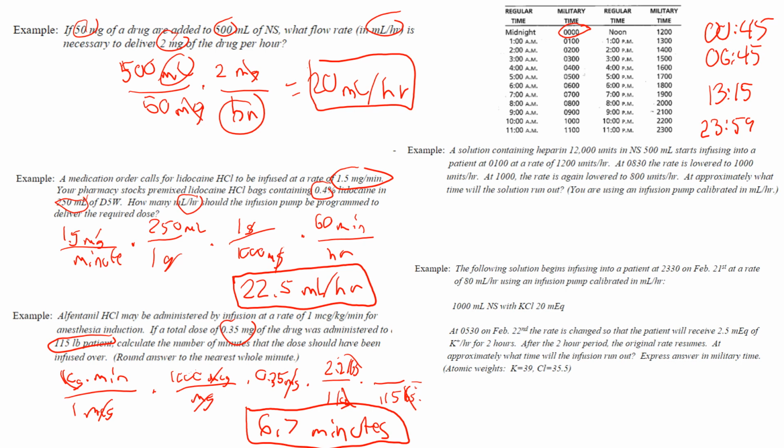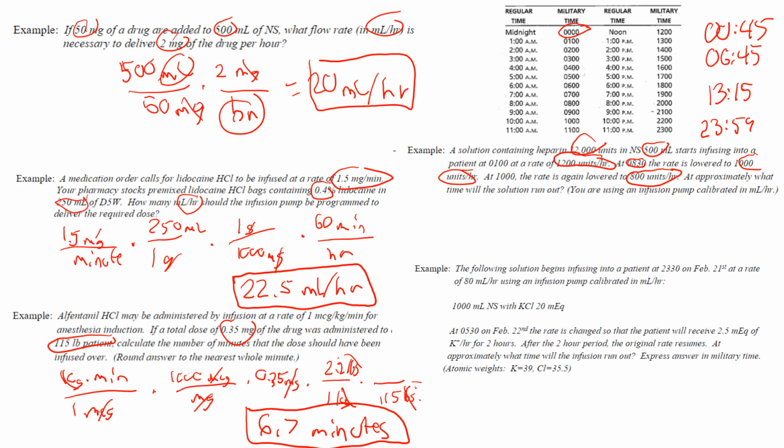So let's just do a few problems with it really quick. 12,000 units heparin in 500 milliliters saline infuses in a patient at 1 a.m. at a rate of 1,200 units per hour. At 8:30, the rate is lowered to 1,000 units per hour. At 10 a.m., the rate is then lowered again to 800 units per hour. Approximately at what time will the solution run out? So these problems, unfortunately, they're more tedious than anything. But yeah, I'll show you how to solve them.